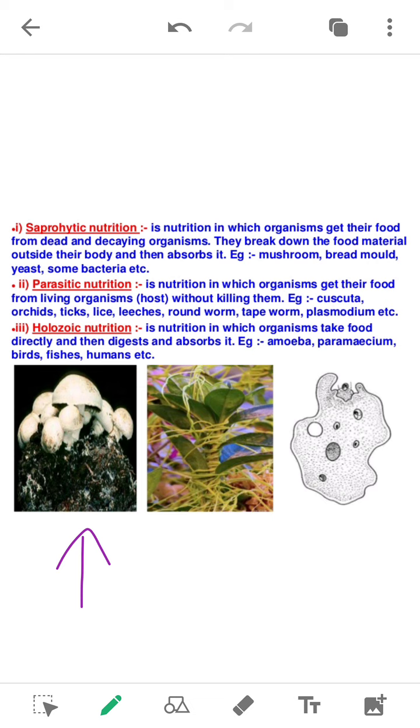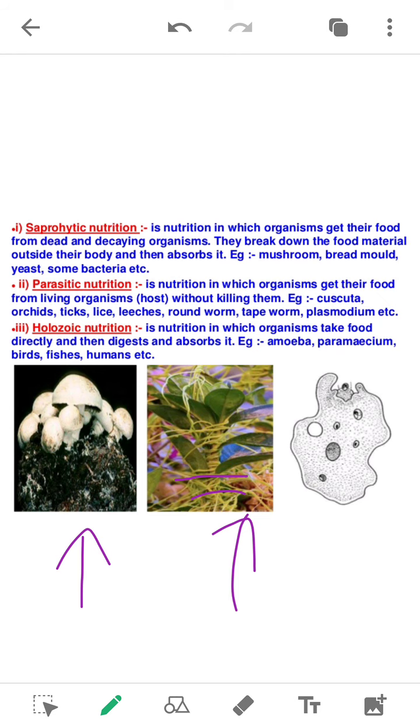Now about parasitic nutrition. Parasitic nutrition is the nutrition in which organisms get their food from living organisms without killing them. Example, cuscuta. So you can see in the picture cuscuta. It is a thread-like structure around the plant. The plant which provides food to the cuscuta is known as the host plant. It does not kill the host, but it takes food from the plant. Examples of parasitic nutrition are cuscuta, orchids, etc.